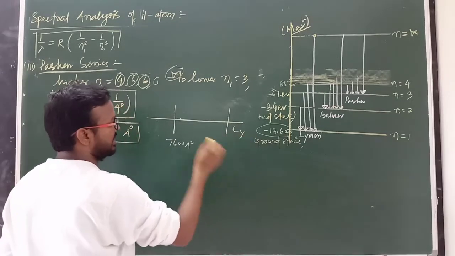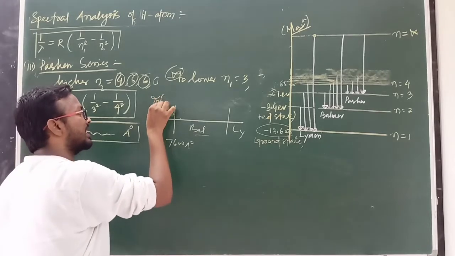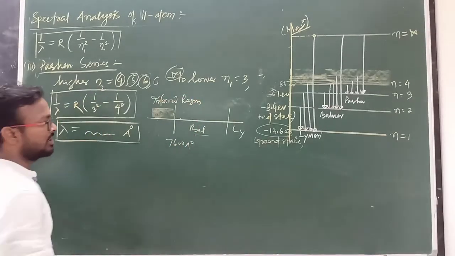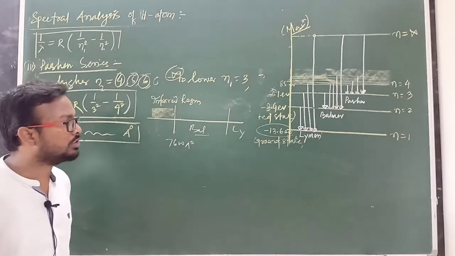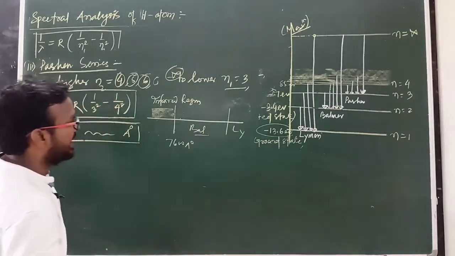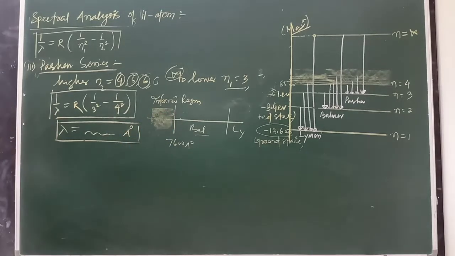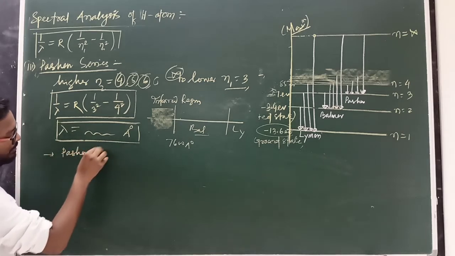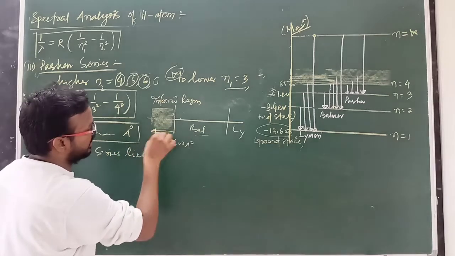This region is for Lyman series, this is for Balmer series, and here we get this region known as infrared region, clear? So we get a wavelength while the electron transitions from a higher energy orbit to the third energy orbit, n1 equal to 3, then we get the spectrum in the electromagnetic wave, that is the infrared region, clear? So this series, Paschen series, lies in the infrared region, clear?